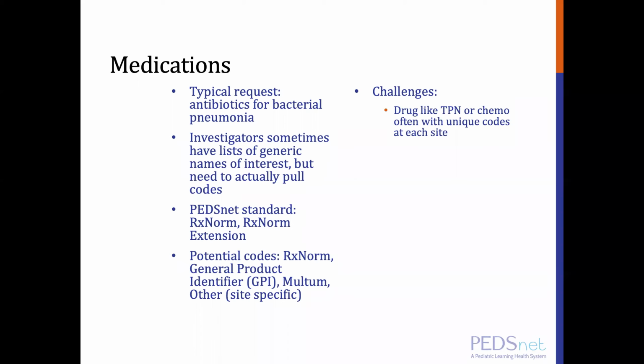There are sometimes challenges with medications where drugs like TPN or chemo often may have unique codes at each site, so it may not be as obvious how to query for them. But it's just something that you may have to look at in the data. For most of the challenges with meds, RxNorm extension, because RxNorm is required for billing within source EHRs, will be useful for querying meds.